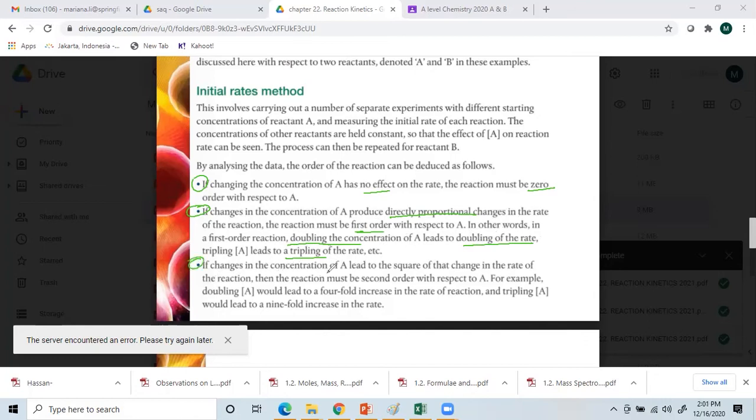If a change in the concentration of A leads to the square change in the rate of reaction, then the reaction must be second order. For example, doubling A gives a four-fold increase in the rate of reaction. Tripling A gives a nine-fold increase in the rate. So in this syllabus, we will learn about zero order, first order, and then second order.